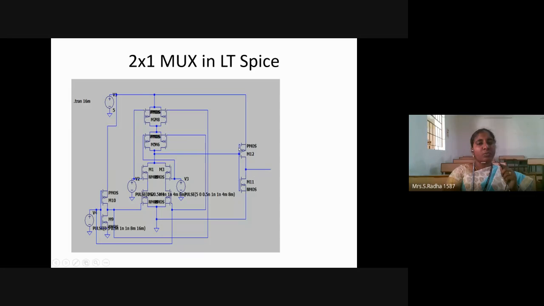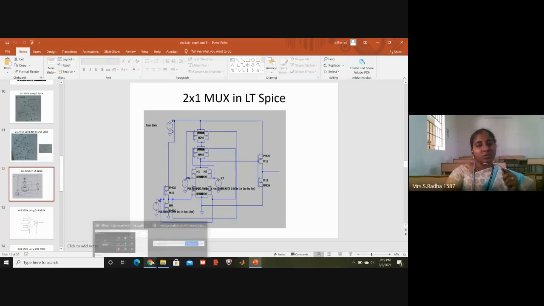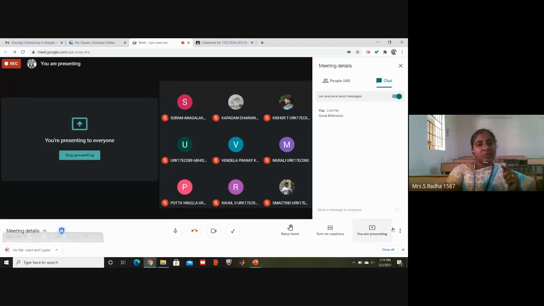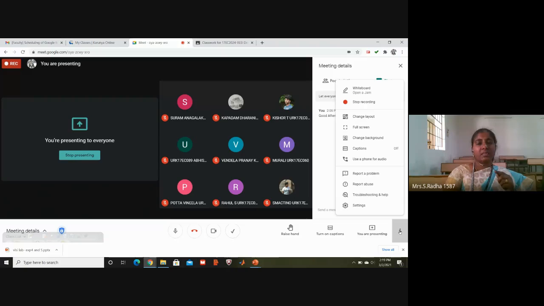To remove that complement, I am putting one inverter. So the final equation will be the 2 by 1 mux output. Now I will go with the design in LTSpice.